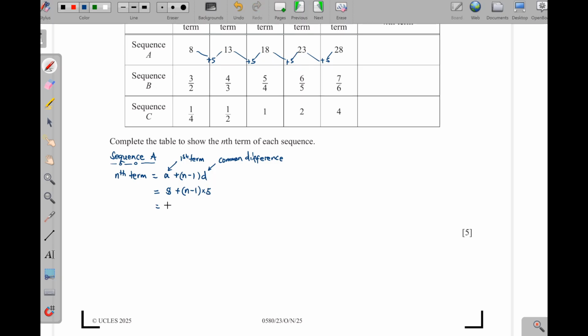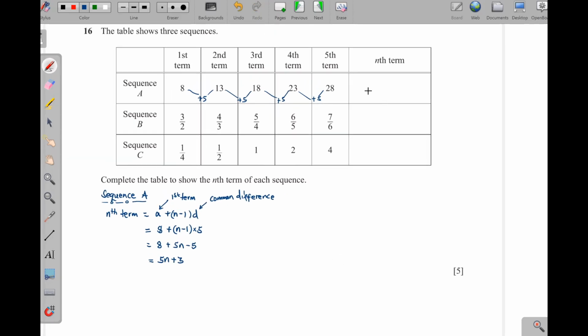Then now we open the bracket. So this will be 8 plus 5n minus 5. So this implies that we shall have 5n, then 8 minus 5, that's a plus 3. So meaning the nth term for sequence A is 5n plus 3.